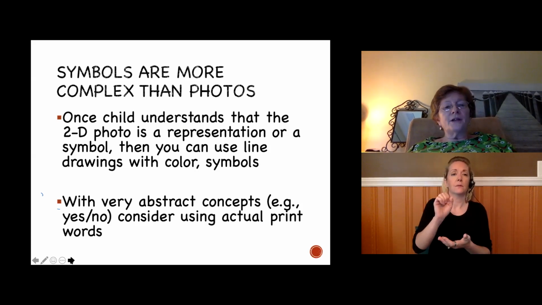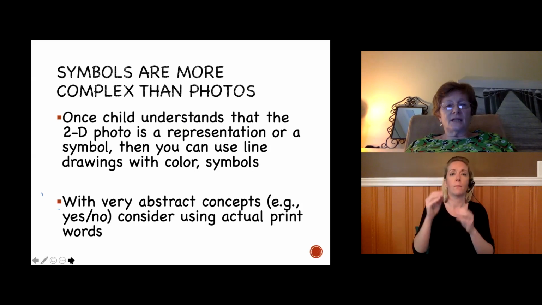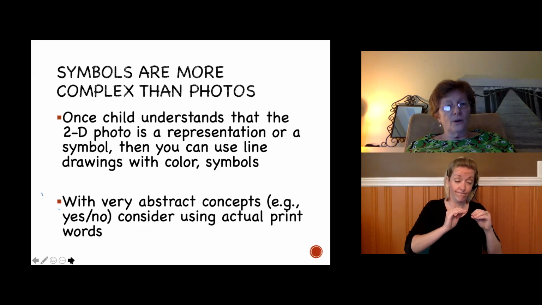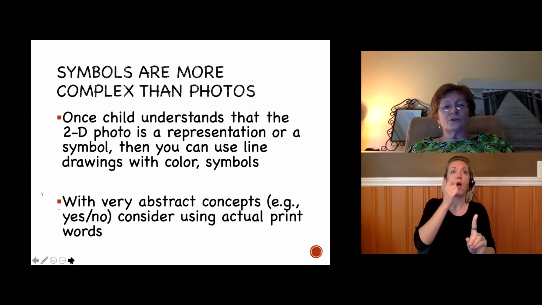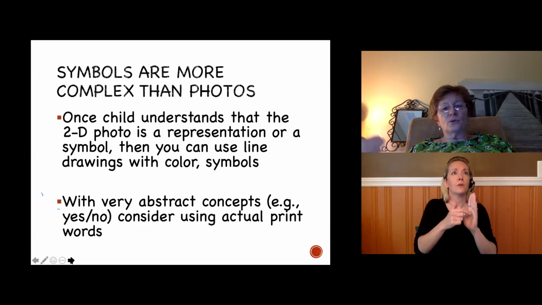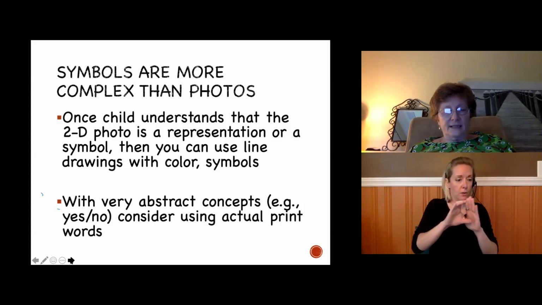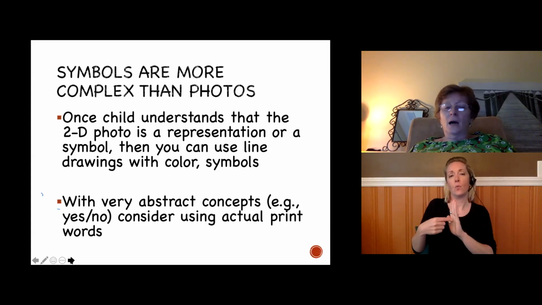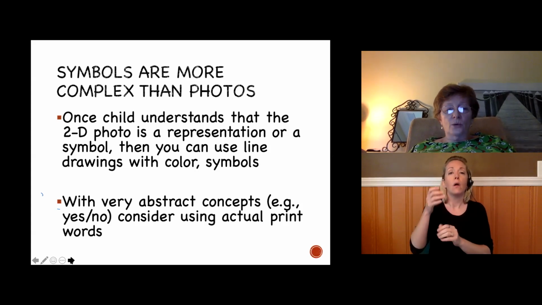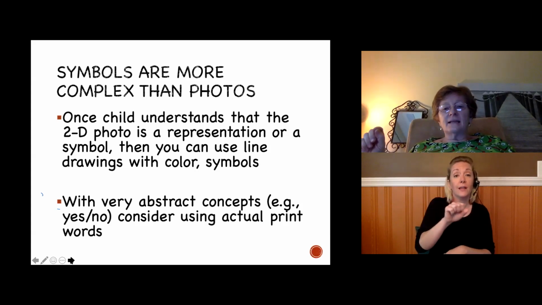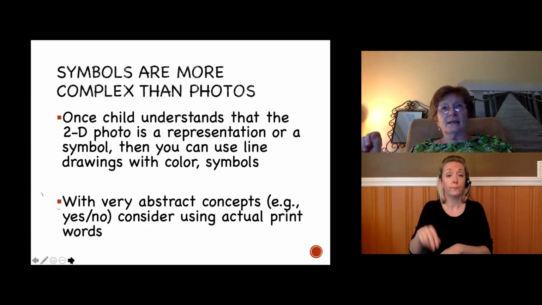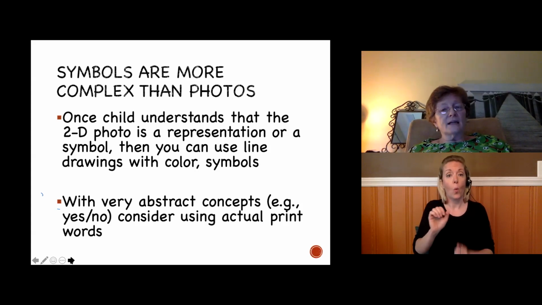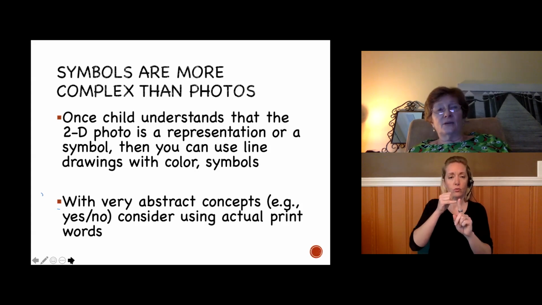But once the child begins to understand that the 2D photo is a representation or a symbol, then you can start introducing some symbols with color, some line drawings, with very abstract concepts such as yes and no. The word yes and the word no outlined in a color is no more complex than some Boardmaker symbol for yes and no. So you might consider actually using printed words.